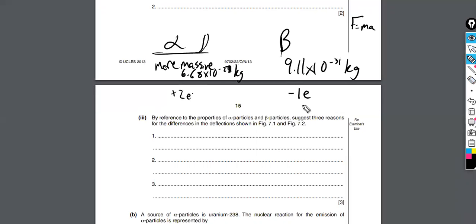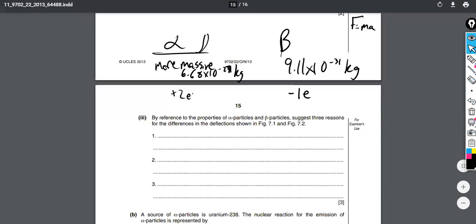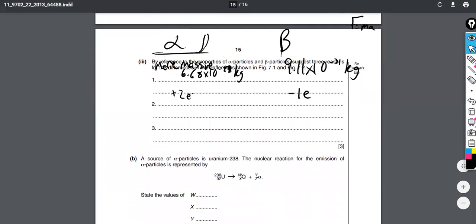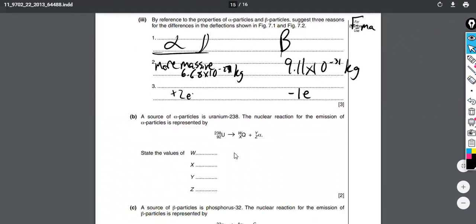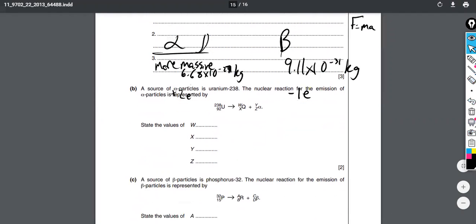The amount of charge is also different. This one is positive, this one's negative, but there are twice as many charges in this one as that one. Those are all the key differences there. And now we finally have a source of alpha particles, uranium-238. It's radioactive, so it will emit alpha particles. The nuclear reaction for the emission of alpha particles is represented by this equation. And we want to state the values of all of these variables, W, X, Y, Z.